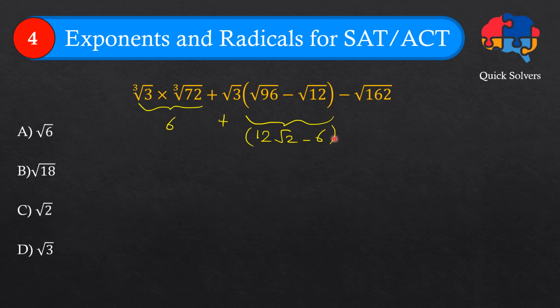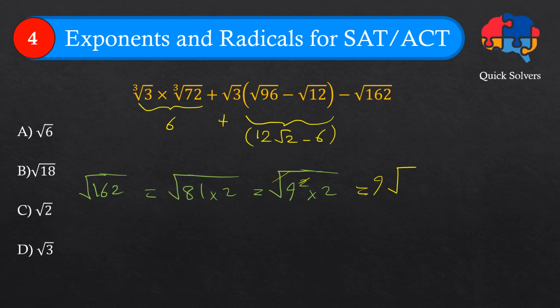The last term here, I can write it as square root of 162. I can write it as square root of 81 times 2, and we can rewrite it as 9 to the power of 2 times 2, and then, well, everything under the square root. Then this 2 and the square root cancel out each other, so we have 9 times square root of 2. So this is 9 times square root of 2.